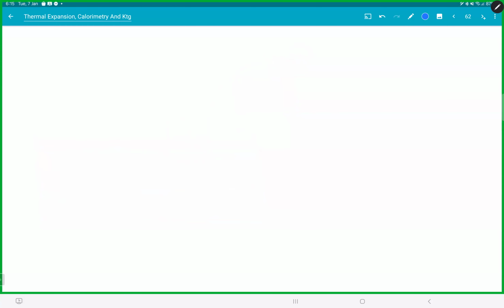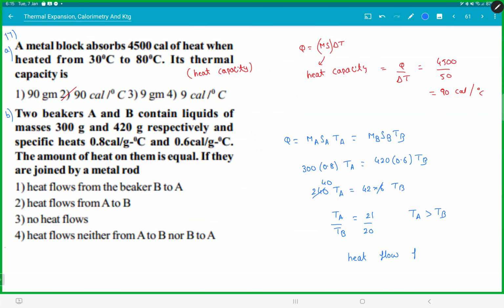Temperature flows from higher temperature to lower temperature. So heat flows from A to B. B option. Clear with this? It has nothing to do with heat.